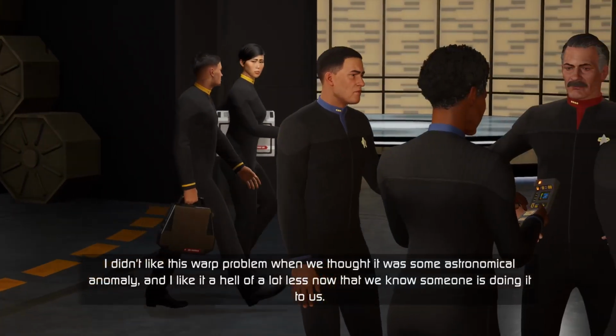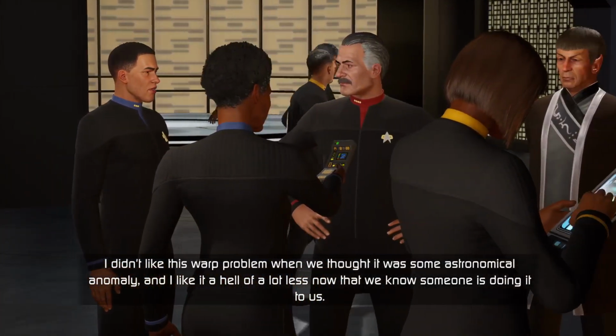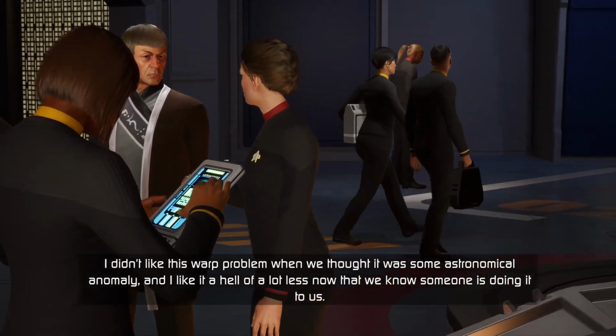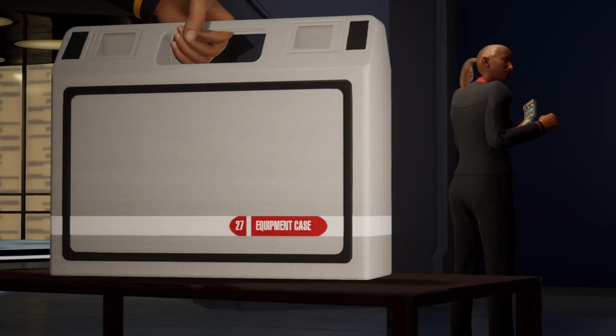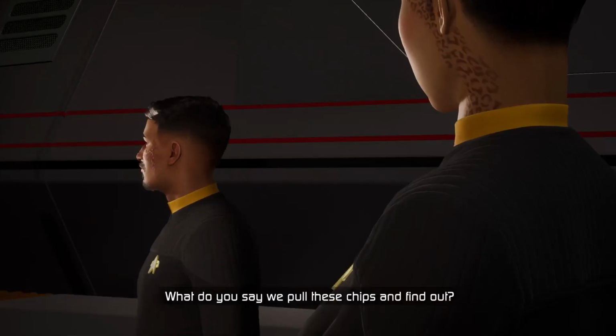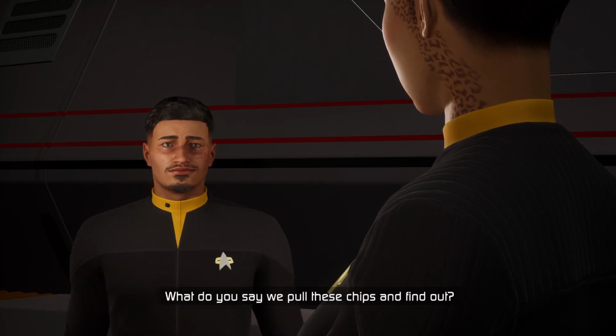I didn't like this warp problem when we thought it was some astronomical anomaly. And I like it a hell of a lot less now that we know someone's doing it to us. How does it work? What do we even do about it? Pull those chips and find out.